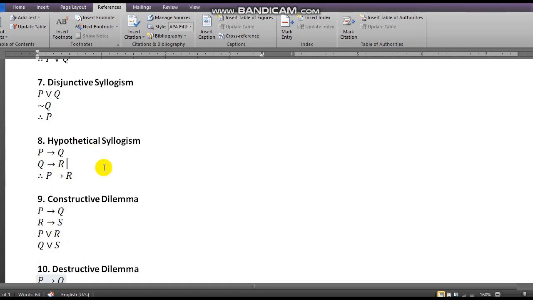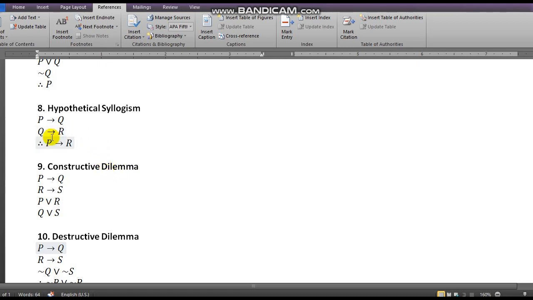For the hypothetical syllogism, we can think of it like a transitive property. P implies Q and Q implies R. If this is the case, then P implies R. So it's like a transitive property.